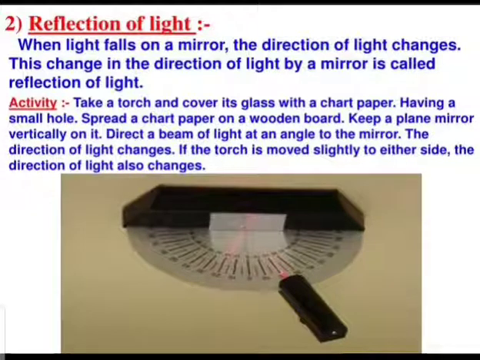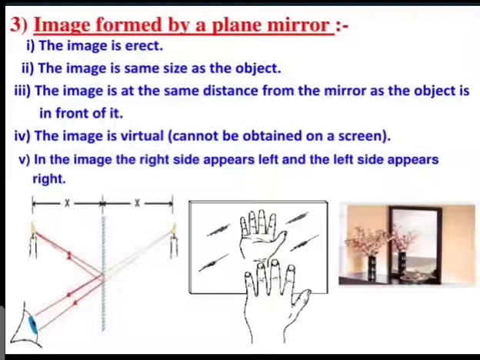So here is an activity with the help of a torch. What you have to do? You have to shine a torch on a glass or mirror. What you will observe is that when light strikes the surface of the mirror, it bounces back, making such kinds of angles. So in this way, the mirror is responsible for changing the direction of light.